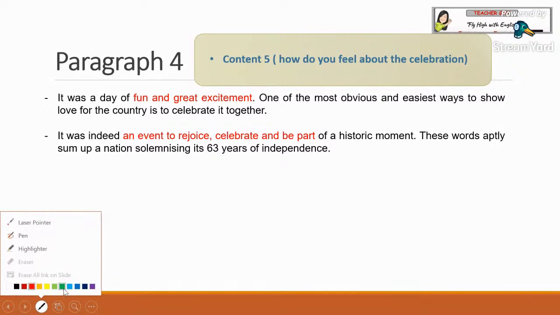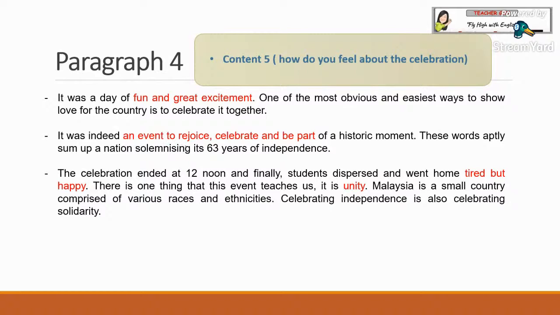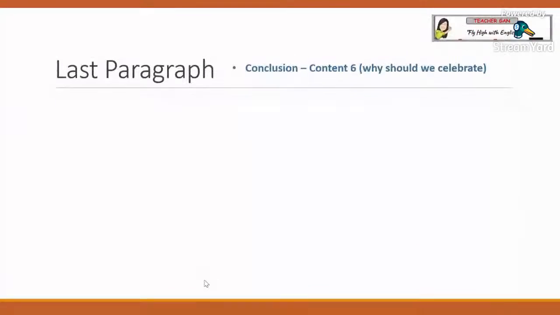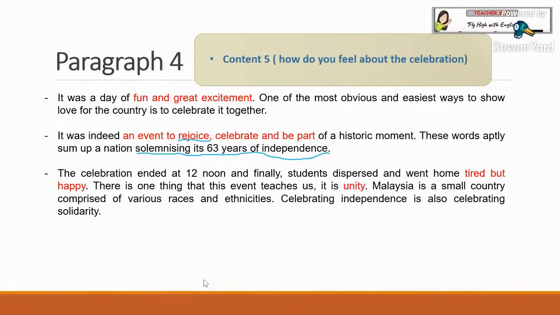Okay, difficult words. We have the word rejoice. Rejoice is to celebrate, to be happy about. A nation solemnizing its 63 years of independence. Solemnizing is like you are celebrating it. Okay, the next one. The celebration ended at 12 noon and finally students dispersed and went home tired but happy. So these are the feelings. First feeling, fun and great excitement. Second feeling, an event to rejoice, celebrate and be a part of. Third feeling, tired but happy.